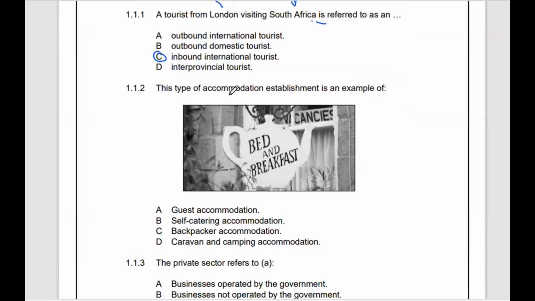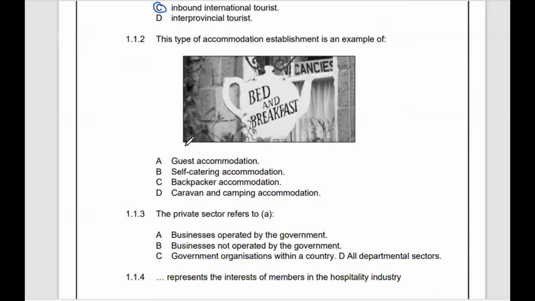Then moving on to 1.1.2, this type of accommodation establishment is an example of a. If we look at the image carefully, you can see that what we have is actually labeled bed and breakfast. So this is a bed and breakfast, but let's look at our alternatives which have been given. Number A, we have guest accommodation. Guest accommodation would be the appropriate response for this particular answer.